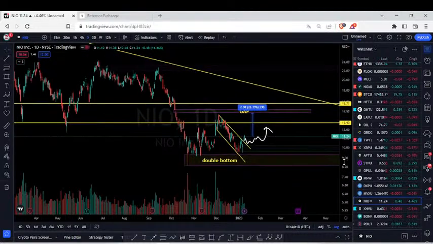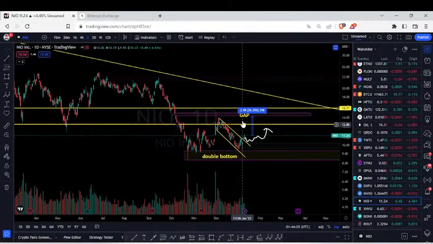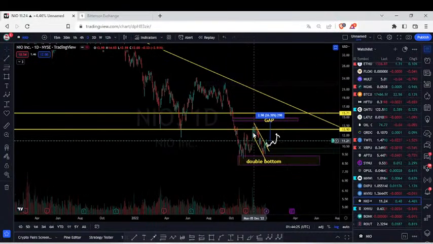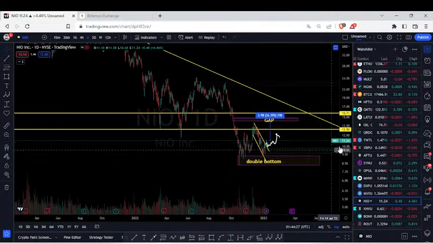Also, it does look like a Wyckoff accumulation for now. It hasn't really back tested either of this range highs again, so it will do it at least once.